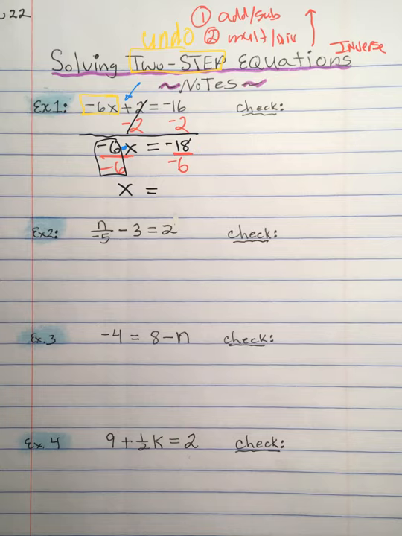And then a negative divided by a negative is positive. 18 divided by 6 is 3. So now let's check our work. When you check your work, you want to go back up to the original equation. Remember, we were doing -6 times what number plus 2, what number would equal -16? So we're going to take x equals -3 as what we think is the correct answer.